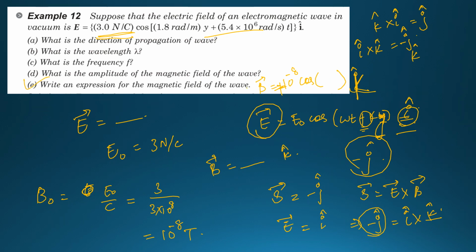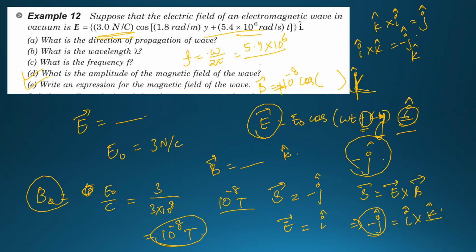What is the amplitude of the magnetic field of the wave? Amplitude means B naught. We just calculated it, 10 to the minus 8 Tesla. This is also done. What is the frequency f? f is equal to omega by 2 pi. Omega is 5.4 into 10 to the power 6, divided by 2 into 3.14. If you calculate it, you will get your frequency.